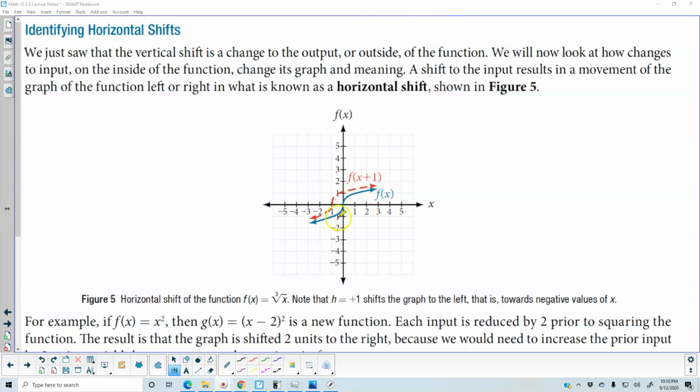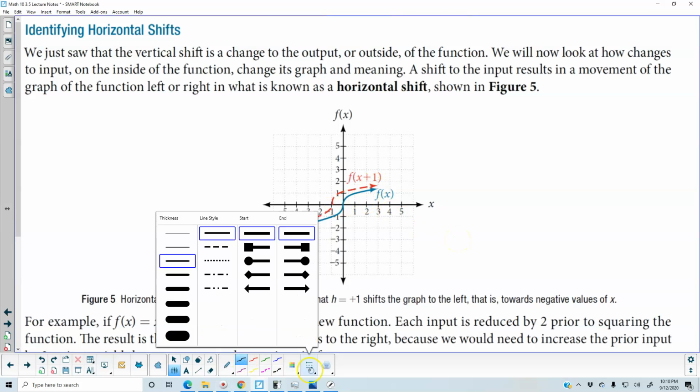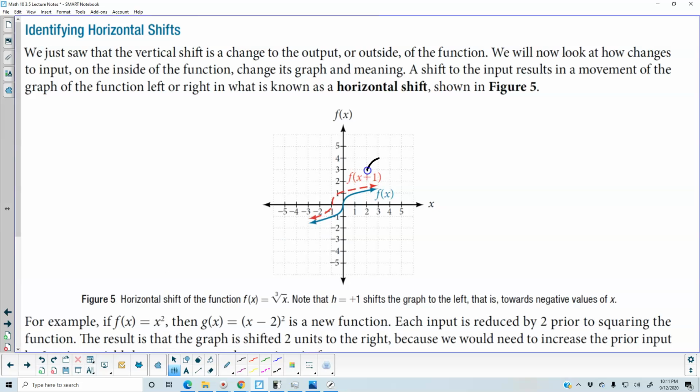So here we have our function f of x. And you can see that this graph has been moved to the left. So that is f of x plus 1. The reason why we moved it to the left is, if we take a look at the expression inside here, if we said x plus 1 is equal to 0 and solved for x, we get negative 1. That's why you can see here that it's shifting to the left.